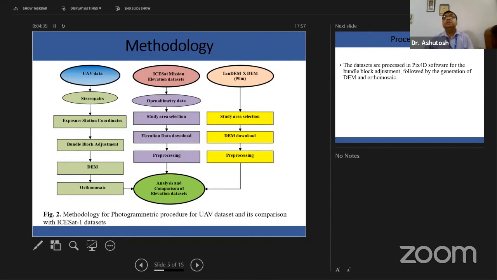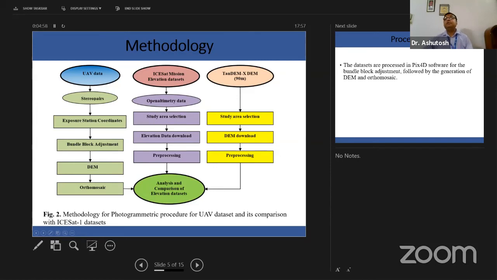This is the methodology flowchart, which shows the UAV dataset and its processing through the stereo pairs in the UAV datasets, and the bundle block adjustment using the exposure station coordinates while generating the digital elevation model and the ortho mosaic.